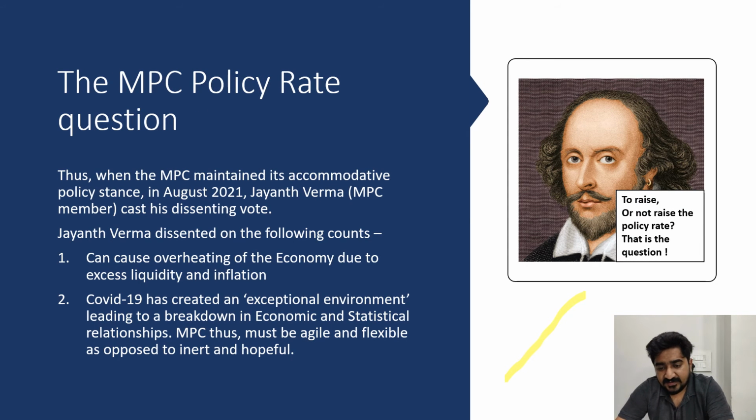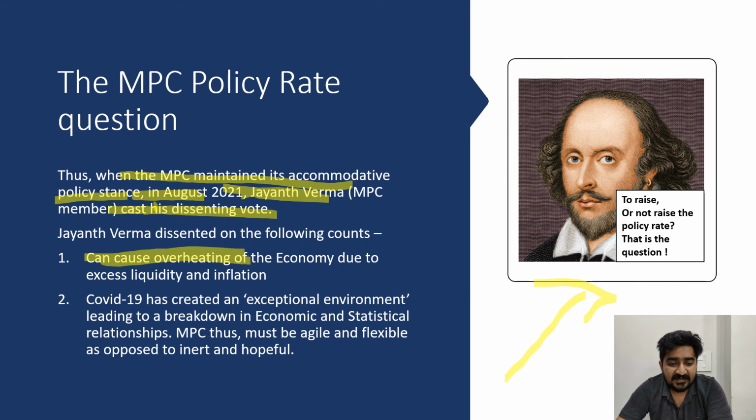This leads to raising an important question: whether or not to raise the policy rate. When the MPC maintained its accommodative policy stance in August 2021, Jayant Verma cast his dissenting vote. Jayant Verma dissented on the following counts. Maintaining an accommodative policy stance for a prolonged period can cause overheating of the economy due to excess liquidity and inflation.